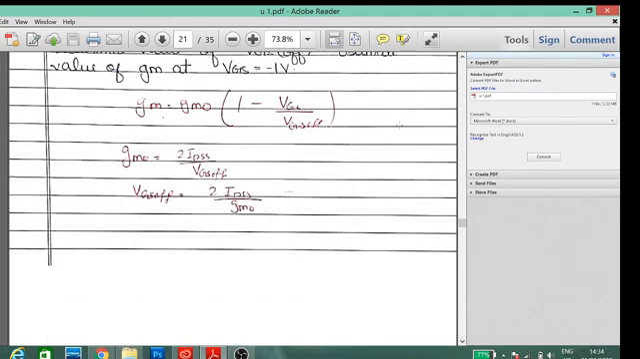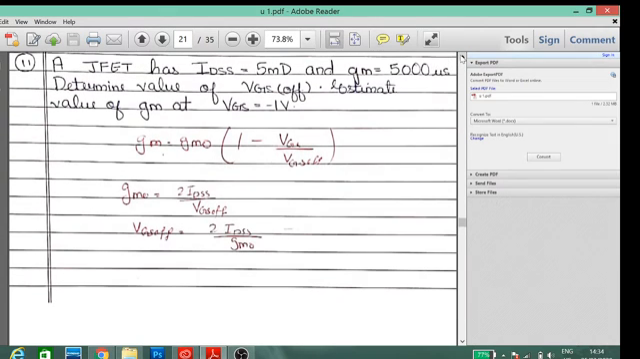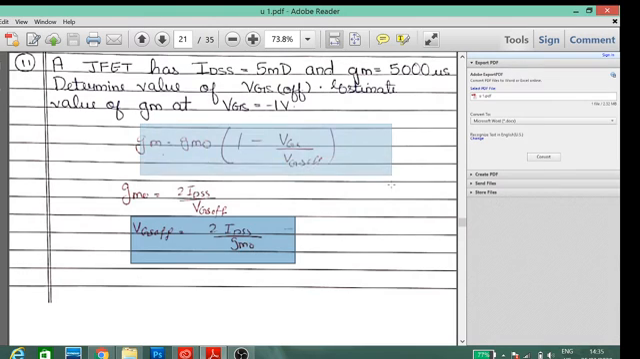Now this is a numerical question. IDSS is given, gm is given. Determine the value of VGS(off) and estimate the gm. To determine the value of VGS(off), we will use gm0 equal to 2 IDSS divided by VGS(off). So VGS(off) will be equal to 2 times IDSS divided by gm0. And by knowing the value of VGS(off), we can easily find the gm value.